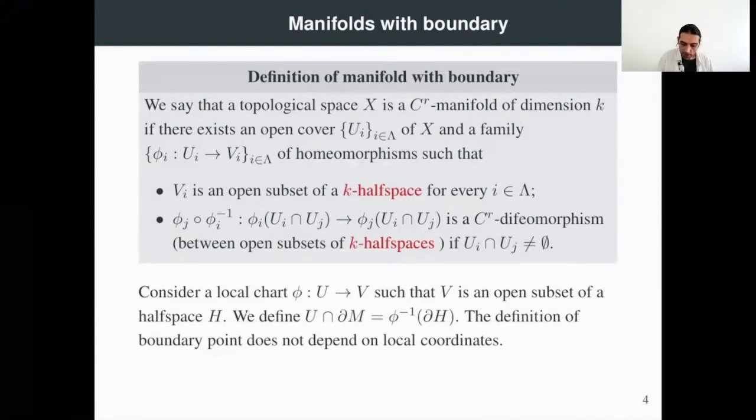Consider a local chart phi such that B is an open subset of a half space H. And U, of course, is the domain of our local chart. We want to define the intersection of U and the boundary of M. And we just say that it's going to be the preimage of the boundary of the half space. The issue here is that the definition of a boundary point does not depend on local coordinates.